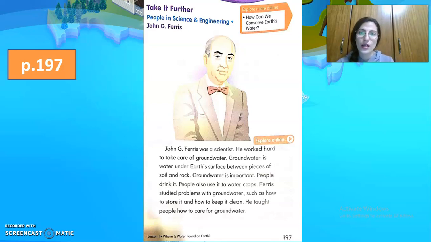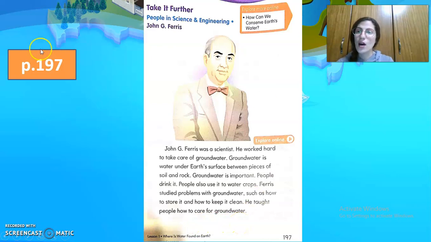Take it further. People in Science and Engineering, John G. Ferris. John G. Ferris was a scientist who worked hard to take care of groundwater. Groundwater is water under Earth's surface, between pieces of soil and rock. Groundwater is important. People drink it. People also use it to water crops. Ferris studied problems with groundwater, such as how to store it and how to keep it clean. He taught people how to care for groundwater.